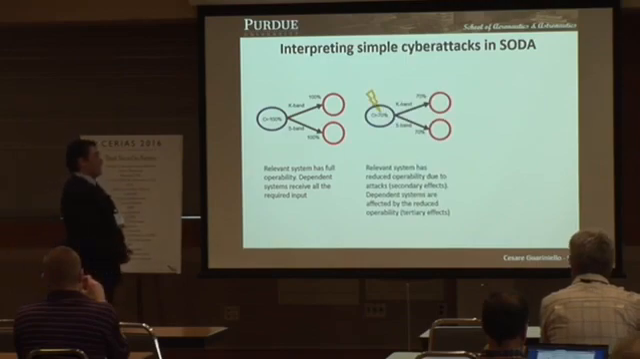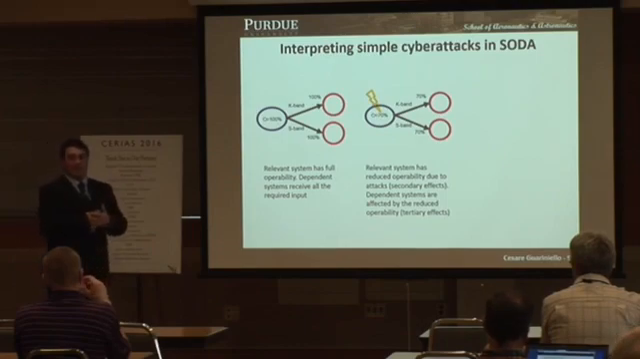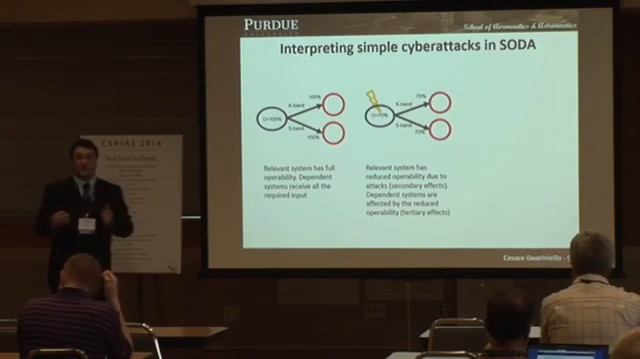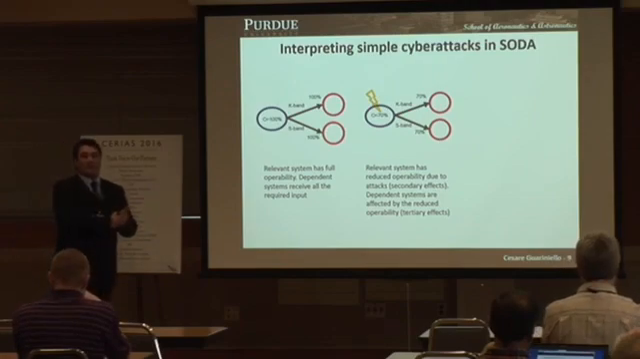We can have an attack to one system. That system will be disrupted. And we have what I call secondary effect, the internal effect. The service given by that system is now not anymore 100%, it's 70%. And of course, both the dependent systems will see this 70% of the required input.